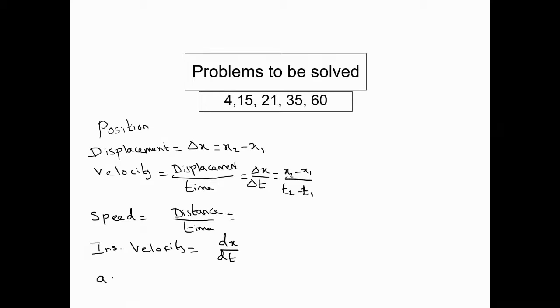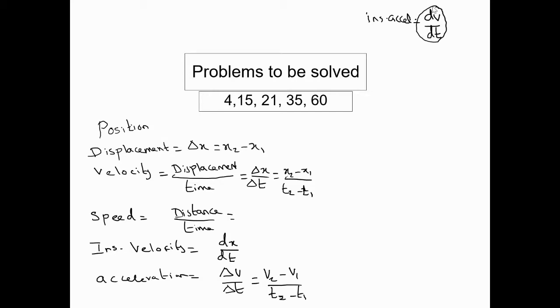So what is the formula for acceleration? Change in velocity over change in time, which is nothing but v2 minus v1 over t2 minus t1. Am I right? And then we studied instantaneous acceleration, which is nothing but dv over dt. What does that mean? Finding the change in velocity with respect to time at a single moment of time. So here you have to use the x power n rule formula. What is the x power n rule formula? n x power n minus 1. Am I right?